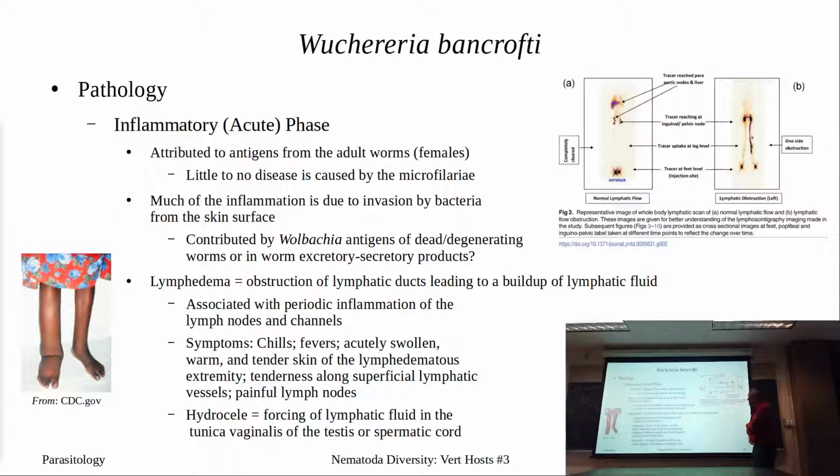Right? It's associated with periodic inflammation of the lymph nodes, suggesting that we're getting some sort of damage, something that's calling in effector cells to that area. And we're going to exhibit these chills and fevers. You're going to exhibit swollen, tender lymph nodes. Maybe tenderness along some of the superficial lymphatic vessels, those that are closer to the skin. In some cases, you'll have very painful lymph nodes. Just kind of depends on where they're at, which lymph nodes are getting hit.